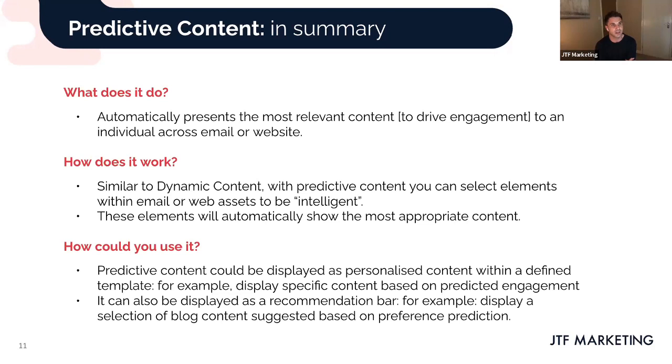So using the analytics that you gather as part of the content across your website is then captured in predictive content to then display the right content at the right time. When we think how we can use it, it can not only be displayed as personalized content with a defined template, but it can also display specific content based on predicted engagement. It could also be displayed as a recommendation bar. So for example, if you want to showcase a particular blog based on a specific preference prediction, you can then display that on the key spaces on your website.